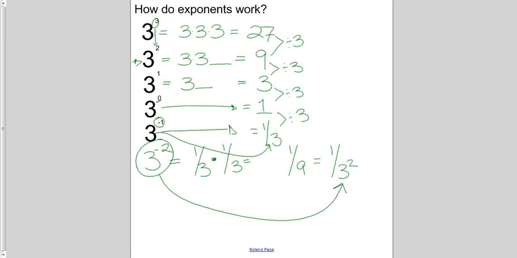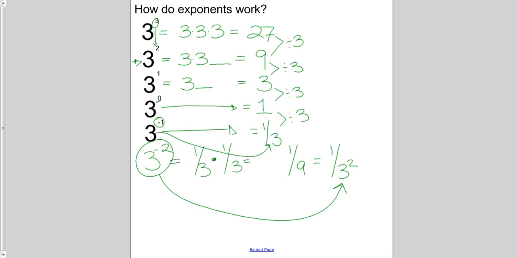So what you have to remember with the negative exponents is that when you have a negative exponent, it turns it into a fraction, and it takes that base, whatever's being raised to a negative exponent, it takes that entire thing, moves it to the bottom, and the exponent becomes positive.